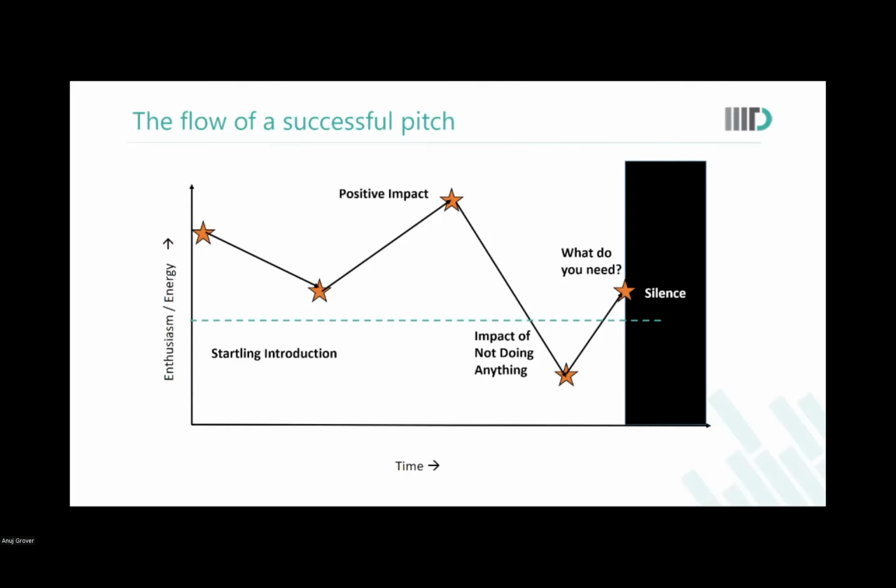So the silence is actually the most important part. If your tonality went bad in the positive impact, nothing happens. If your tonality went bad in the impact of not doing anything, nothing happens. But if you continue to speak in the silence part, the entire effort of the previous 4-5 minutes just gets traded away. And being silent is not easy. Questions?